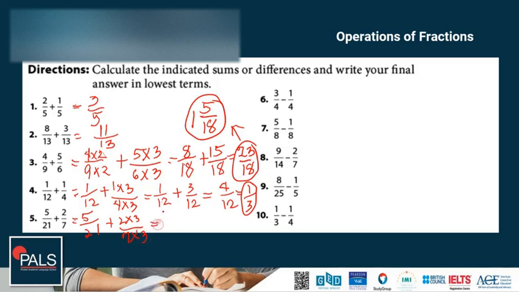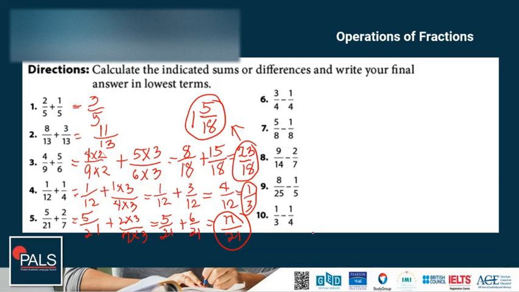So we have 5 over 21 plus 6 over 21. So the answer is 11 over 21. Okay, so 11 over 21 is already simplified. So that is the final answer.